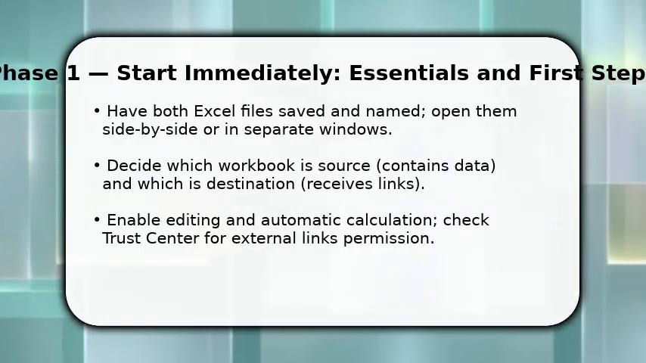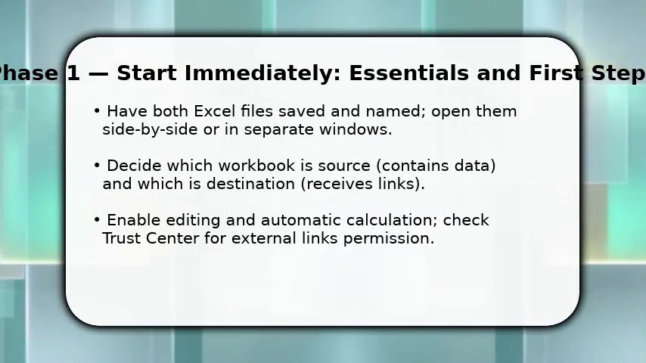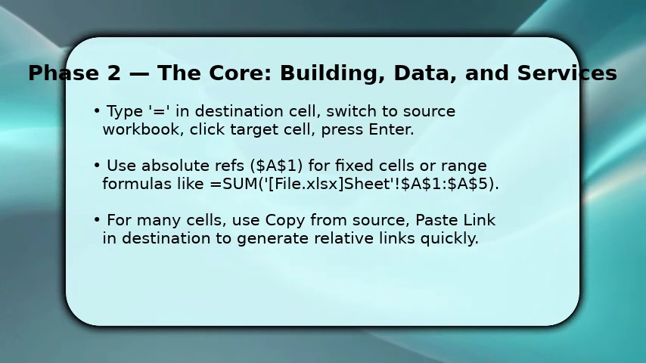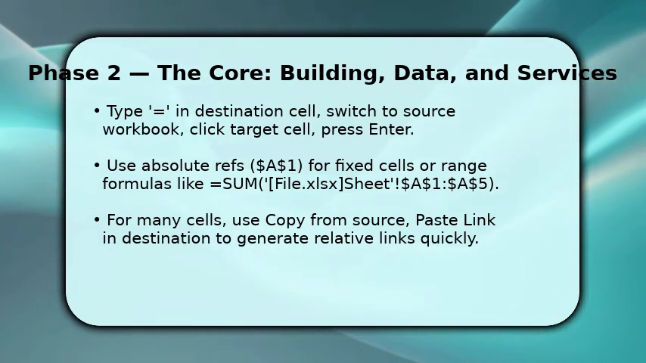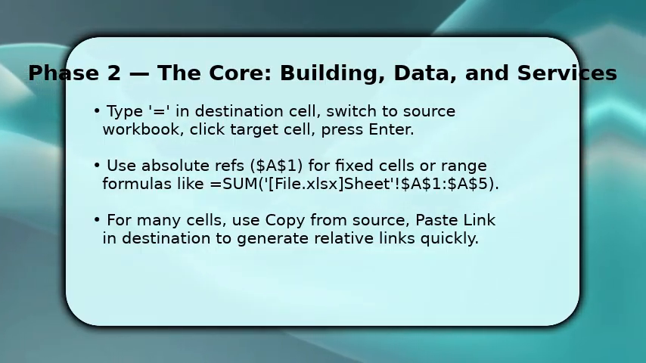Now locate the exact cell or range in the source. You'll use those references in the next step to create the live link. You create a link by typing equals into the destination cell, switching to the source workbook, clicking the exact cell and pressing enter. Excel writes the external reference for you.